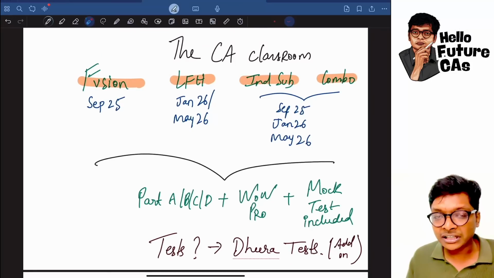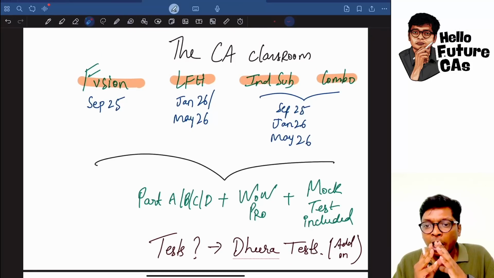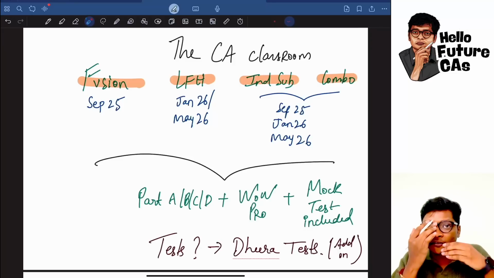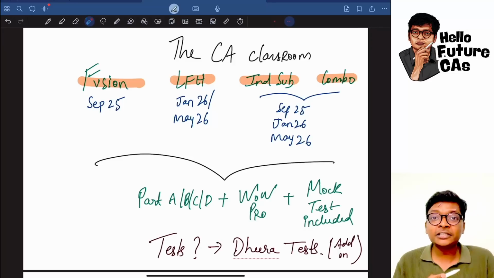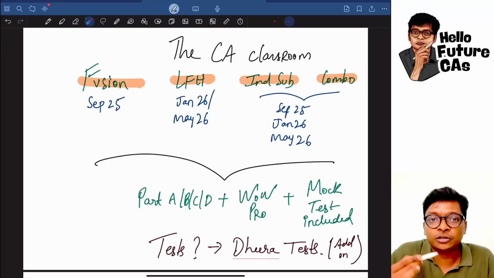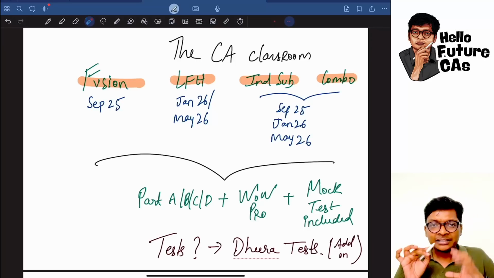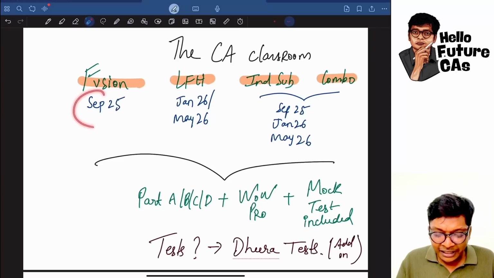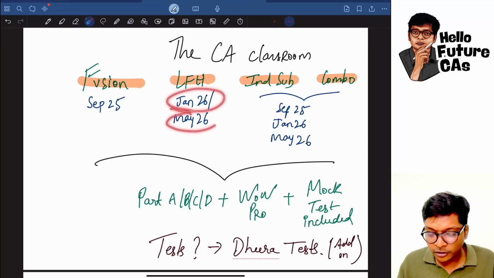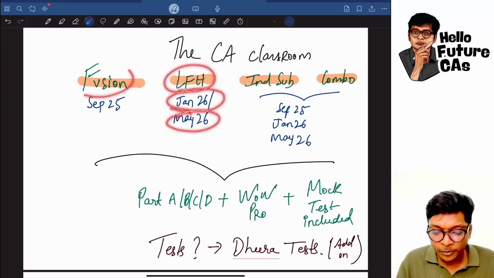Now to talk about the classes in CA Classroom, how you can align this timetable with the classes that we have. This is for students who are interested in the classes of CA Classroom. Simple solution. If you are writing in September 25, Fusion subscription is the one for you. If you are writing in Jan 26 or May 26, Learn from Home is the one for you.